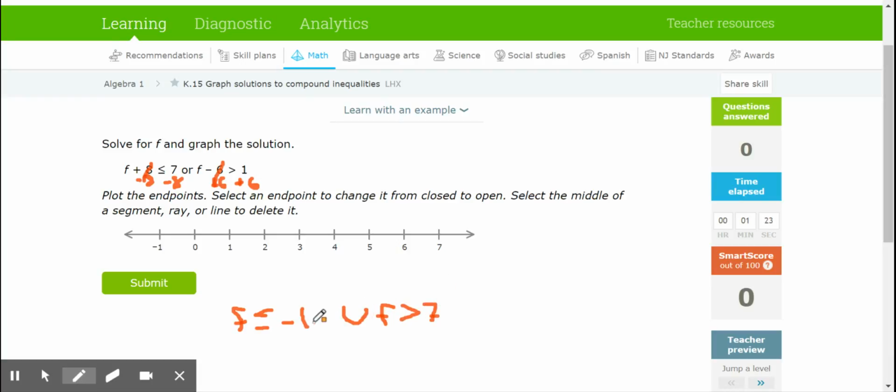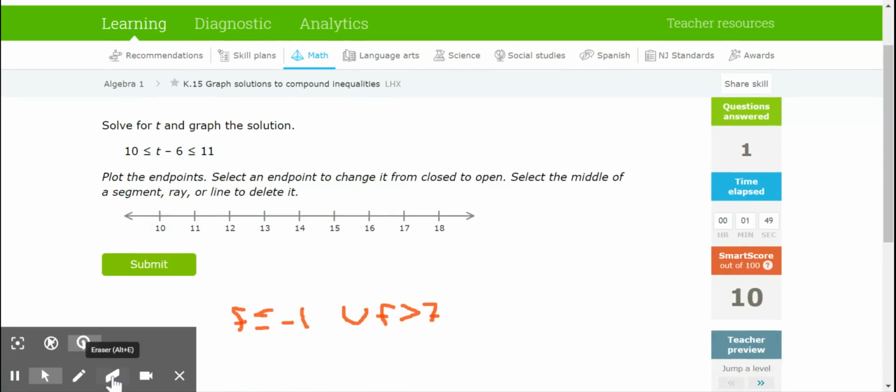Okay, now I have the inequalities. So let's go ahead and graph those. So here is my boundary. I'm going to pick that. It is closed in and everything to the left. Or the boundary is 7. It is an open circle. I don't actually want 7, but I want everything greater than it. This is a disjunction, so they're usually not connected.